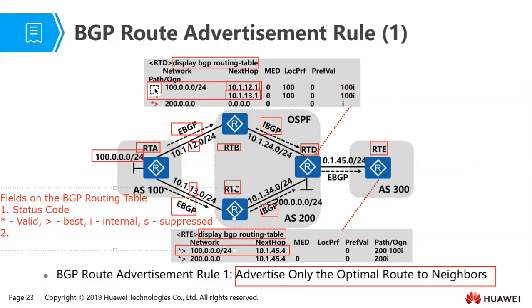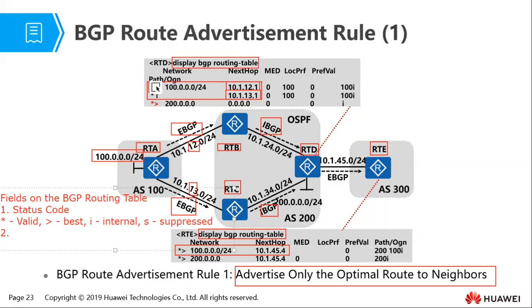Okay, so you can see here we have a star. Star means that that route is valid. Valid means that that route is reachable. This next hop is reachable, generally. So that is what that means.